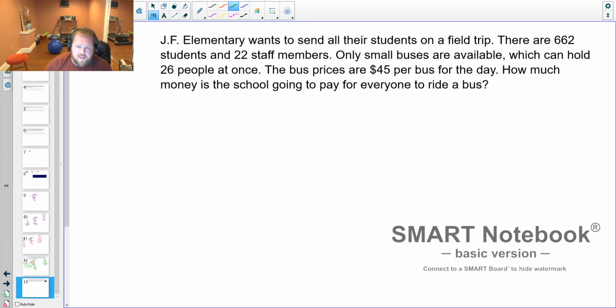So 662 students, 22 staff members. Pause the video, write down what you know, and remember, this is the most important: how much money is the school going to pay for everyone to ride a bus? You're going to need to find out more than one thing to figure this out. All right, good luck. Pause.